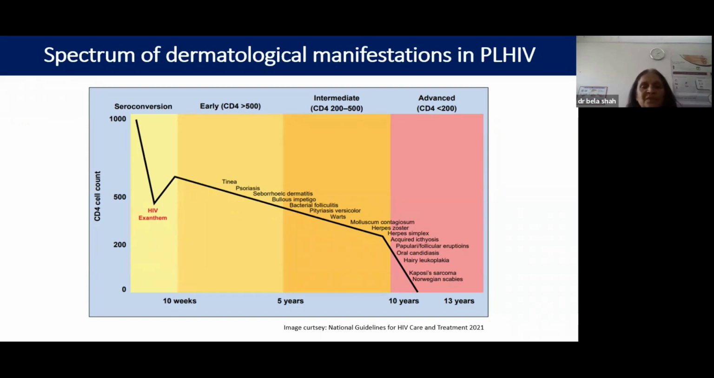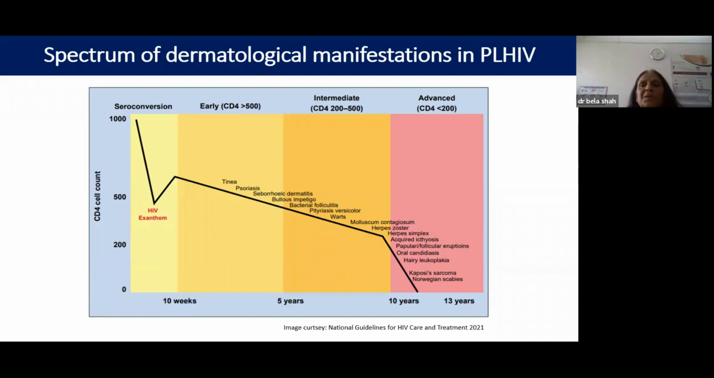One more infection which is very common is pityriasis versicolor. It is also seen commonly in the competent host, but it can also be seen in PLHIV patients when the CD4 count is in the range of 200 to 500.